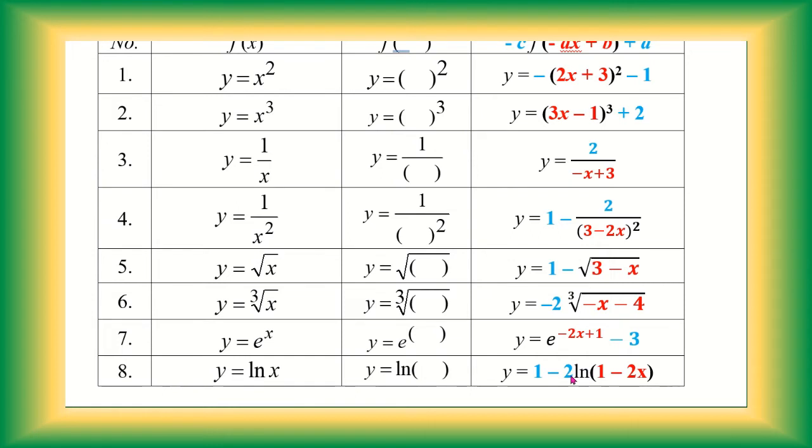Last, when we look at the ln, it means the parent graph is a log function. After we replace x with brackets and compare back to the function, we can see that 1 minus 2x is inside the brackets, so 1 minus 2x is the x coordinate transformation. The rest, the number 1 minus 2 here, is outside the bracket, so this one is the y coordinate transformation.